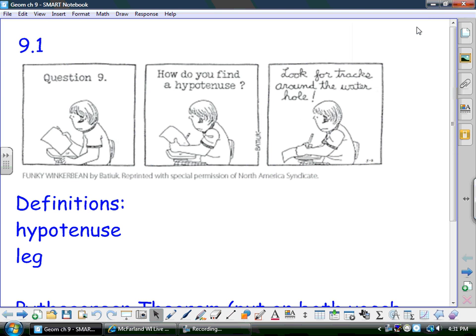Section 9.1 starts with some definitions for your gold sheet. The two words that we're going to focus on in this section are hypotenuse and leg, and they both have to do with right triangles. So let's draw a sketch of a right triangle.